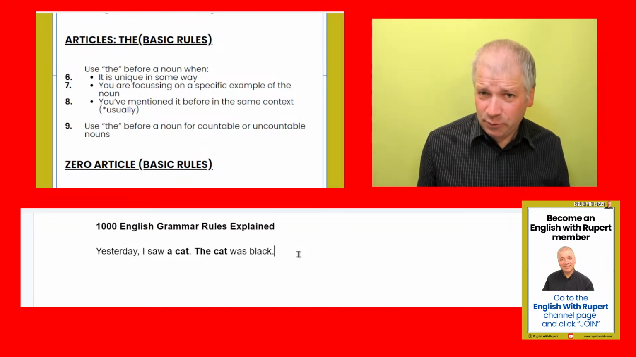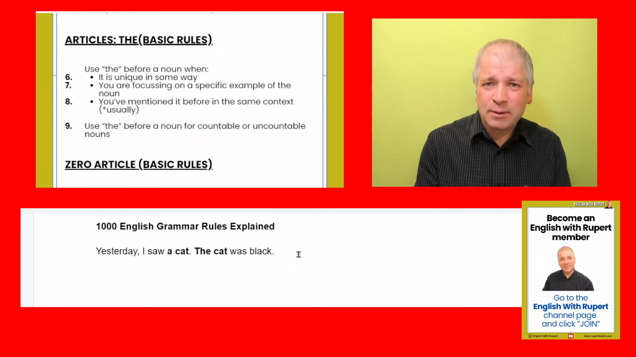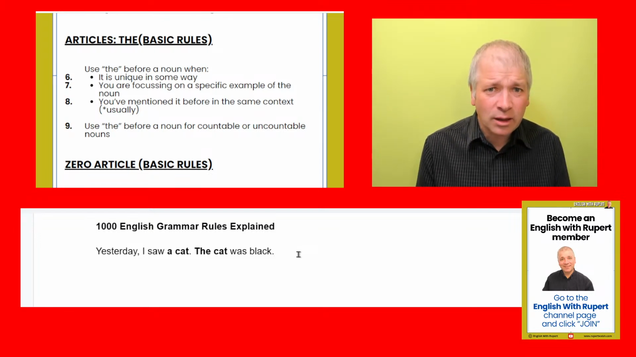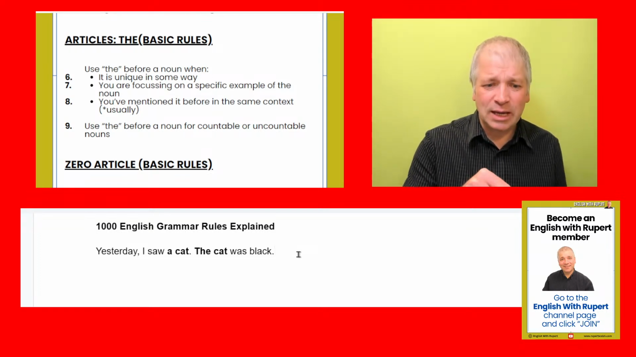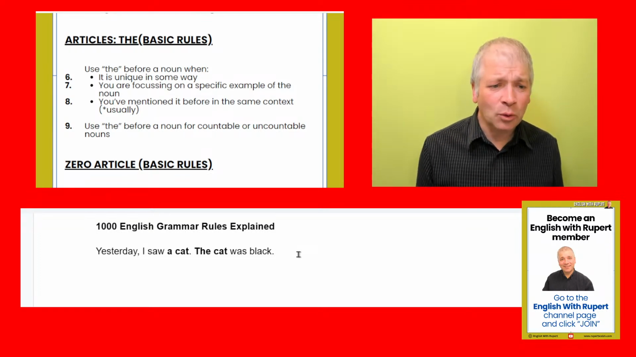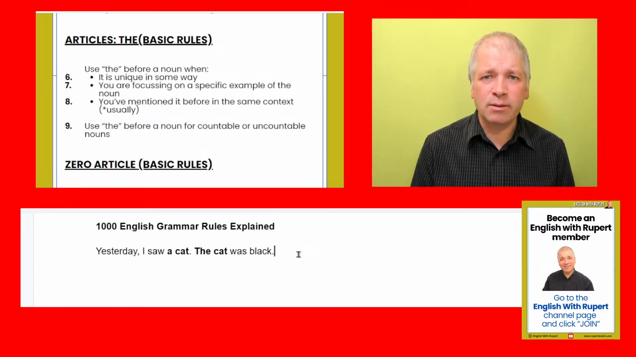Now it fulfills the other conditions too, which is we're now focusing on a specific example of the noun. So which cat? Oh, the cat I mentioned in the previous sentence. That's the specific example. And also, it is unique in some way. How is it unique? Because we're only focusing on one particular instance of the noun now.